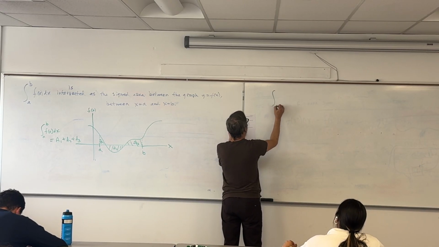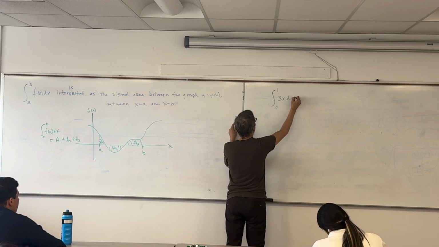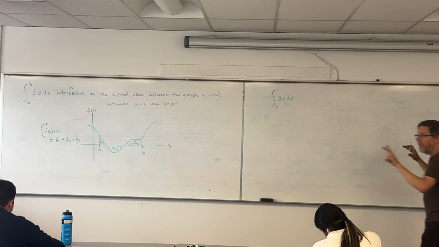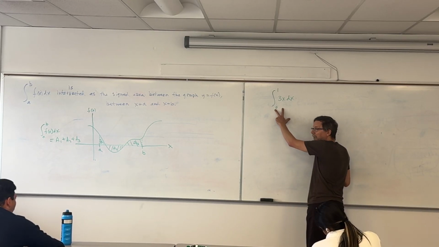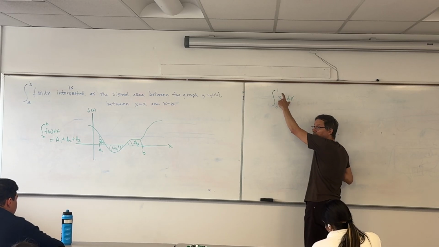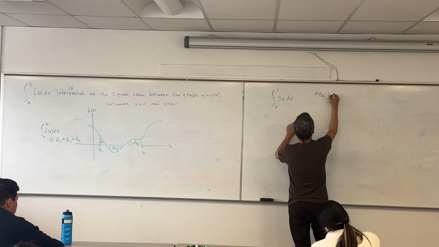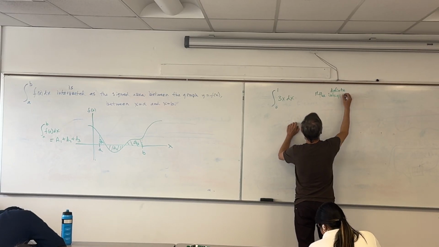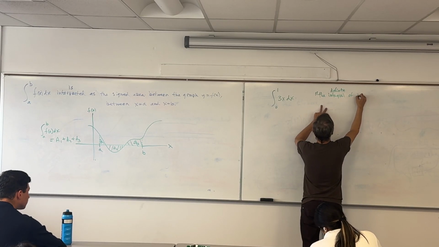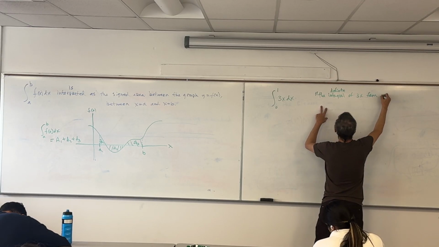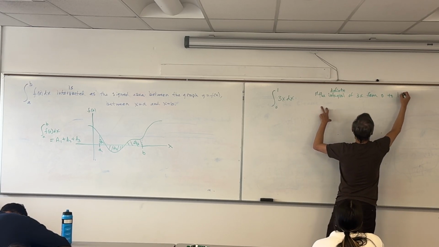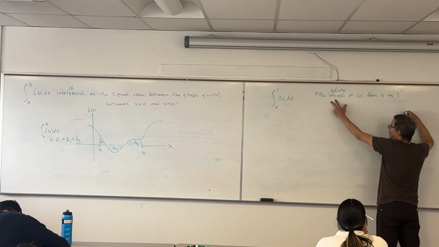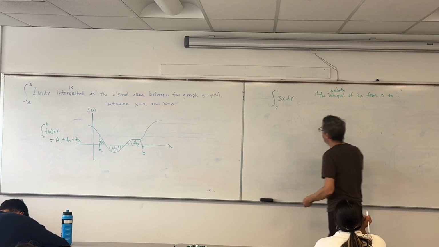It says, find this. So I read this as the integral of 3x from 0 to 1. I'm just going to write that out here. The definite integral of 3x from 0 to 1. The limits, the integrand, and the definite integral is that whole thing. It tells me how to interpret this.